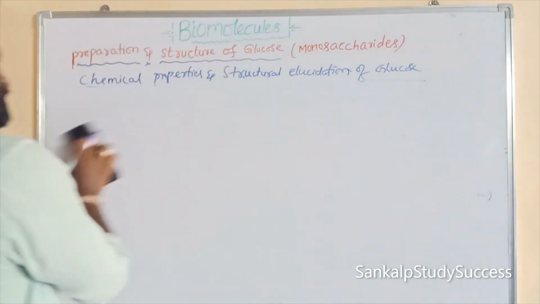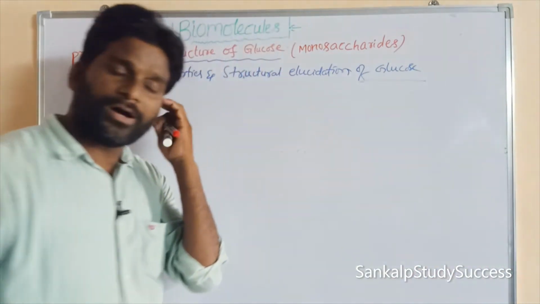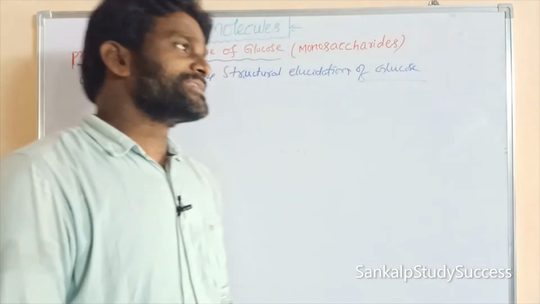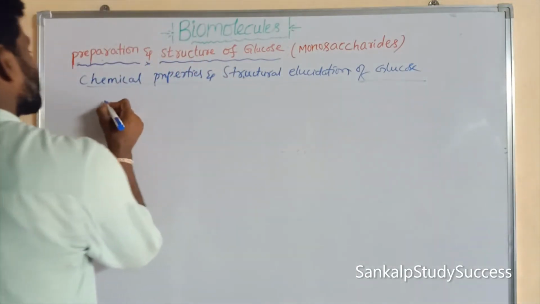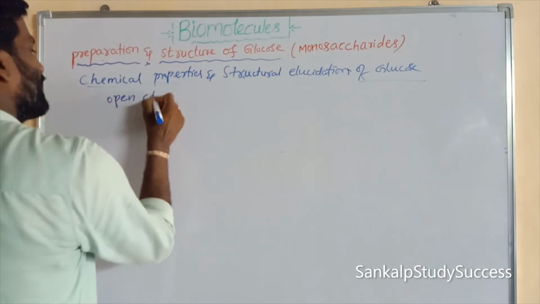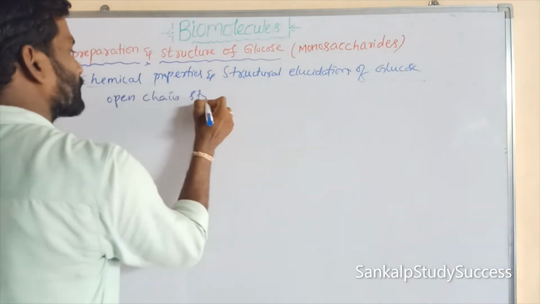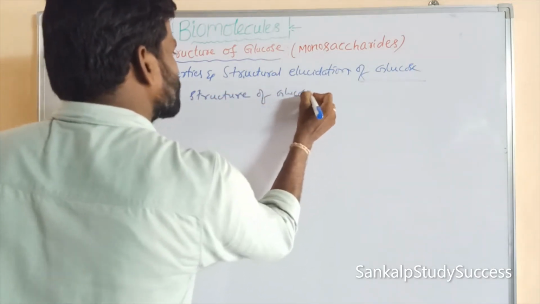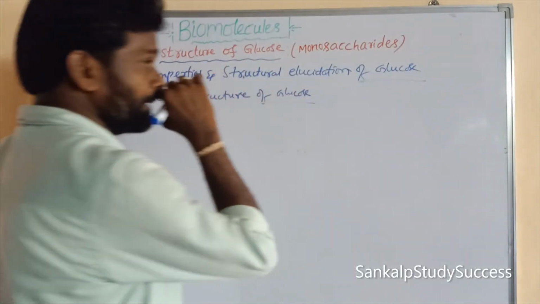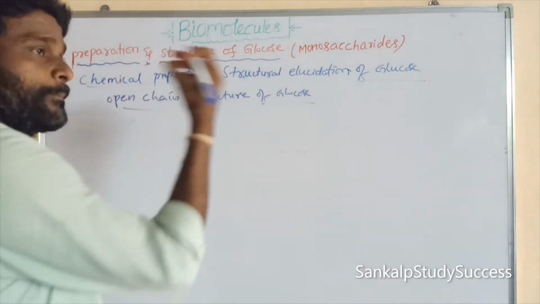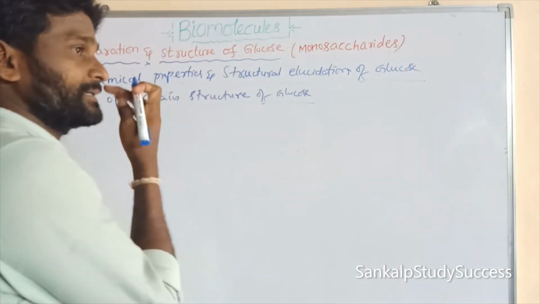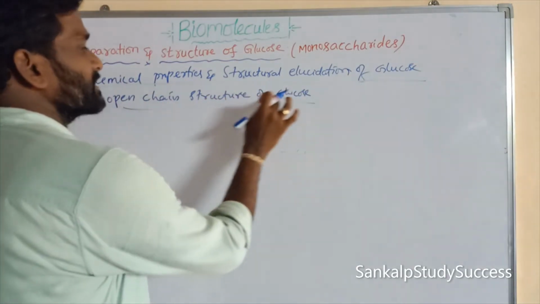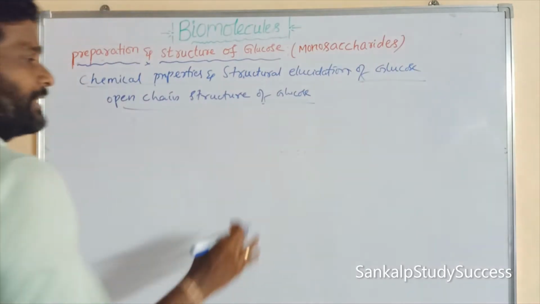So from all the above reactions, Baeyer proposed the open chain structure of glucose. Now we can write the open chain structure of glucose. This structure is proposed by Baeyer. According to the previous reactions, the open chain structure of glucose can be written in the following way.